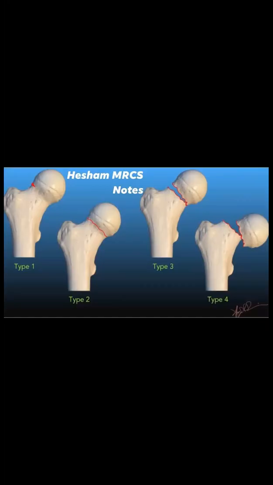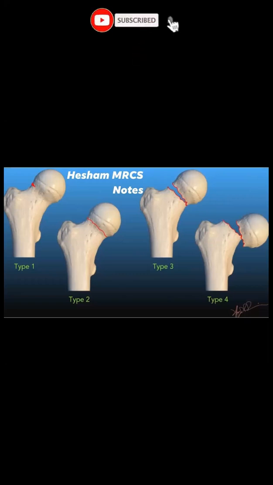This is what's called Garden classification of fracture neck of femur. This is also an important question asked. Type 1 is incomplete fracture. Type 2 is complete but undisplaced fracture. Type 3 is partial displacement, and type 4 is complete displacement.